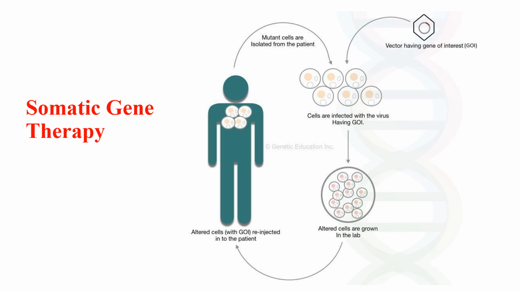In the process of somatic cell gene therapy, the defective cells are first removed from the patient. Simultaneously, the gene of interest is inserted into the virus. The cells are then infected with the virus containing the gene of interest. The altered cells are then allowed to grow in the lab. Later, the altered cells containing the gene of interest are re-injected into the patient. These genetically altered cells produce the desired protein or hormone inside the patient.